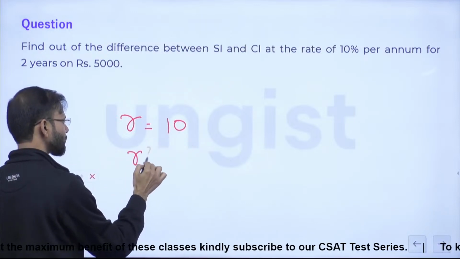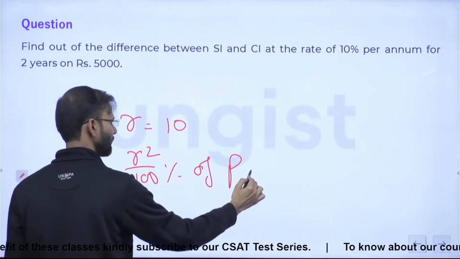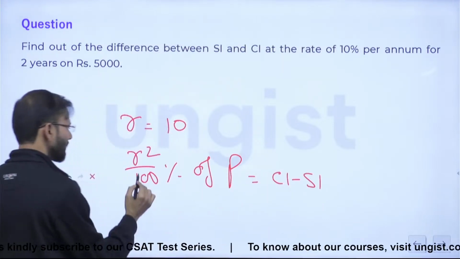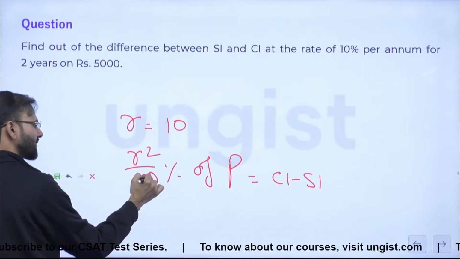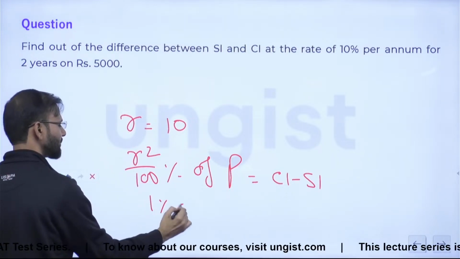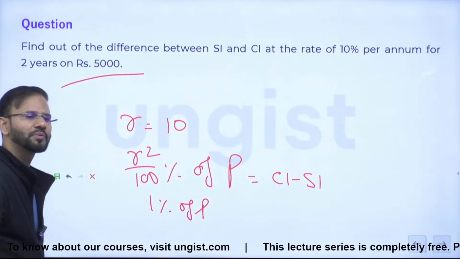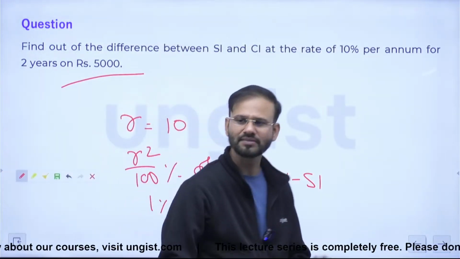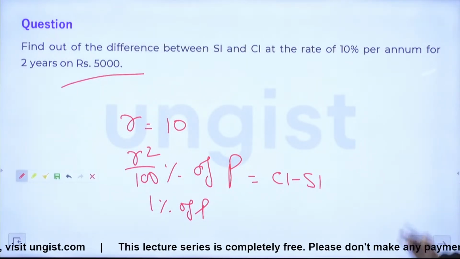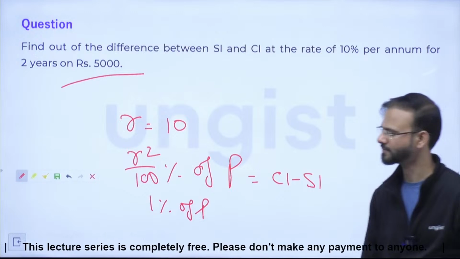So R square by 100% of principal will be equal to the difference between CI and SI, right? So 10 square by 100. 10 square means 100. 100 by 100 is 1%. 1% of principal. Principal is what? 5,000 का 1% कितना होता है? 50 rupees is the answer. Guys, just read the question. Right? Okay.